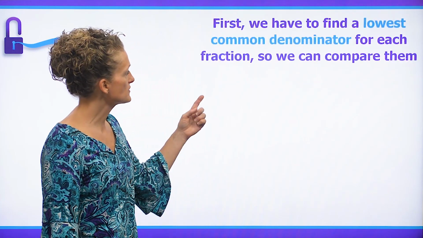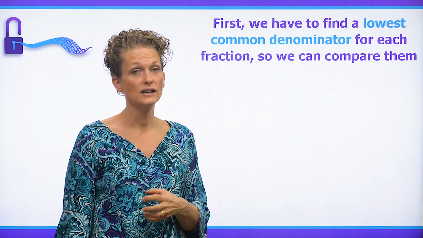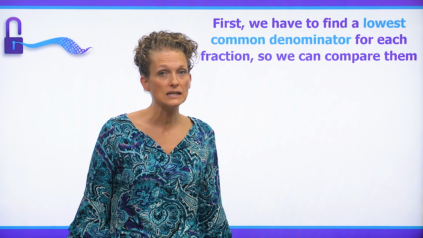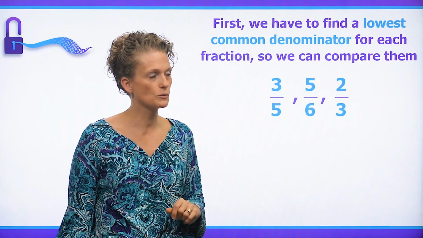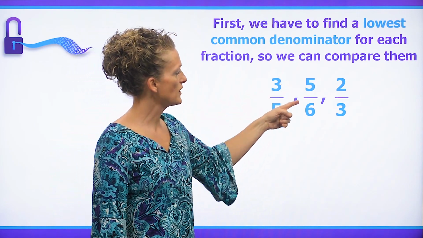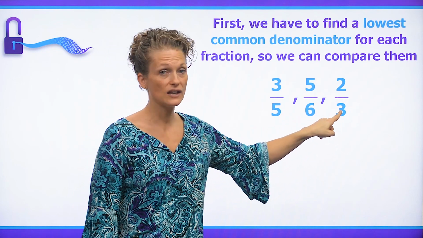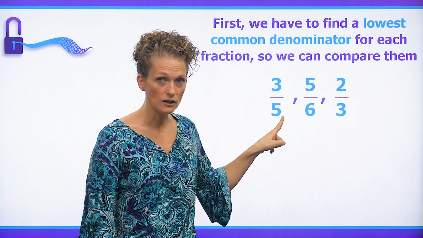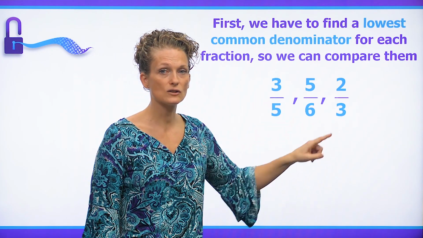All right, so first we have to find a lowest common denominator for each of the fractions so we can compare them. And as I said, we already know how to find the lowest common denominator because it's the lowest common multiple of the denominators. I'm going to show you what I mean. So here we have 3/5, 5/6, and 2/3. So our denominators are 5, 6, and 3. In order to find the lowest common denominator, we need to find the lowest common multiple of these 3 numbers.